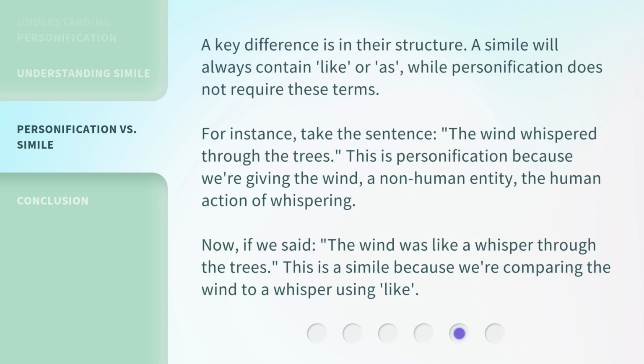A key difference is in their structure. A simile will always contain like or as, while personification does not require these terms. For instance, take the sentence, "The wind whispered through the trees." This is personification because we're giving the wind, a non-human entity, the human action of whispering. Now, if we said, "The wind was like a whisper through the trees," this is a simile because we're comparing the wind to a whisper using like.